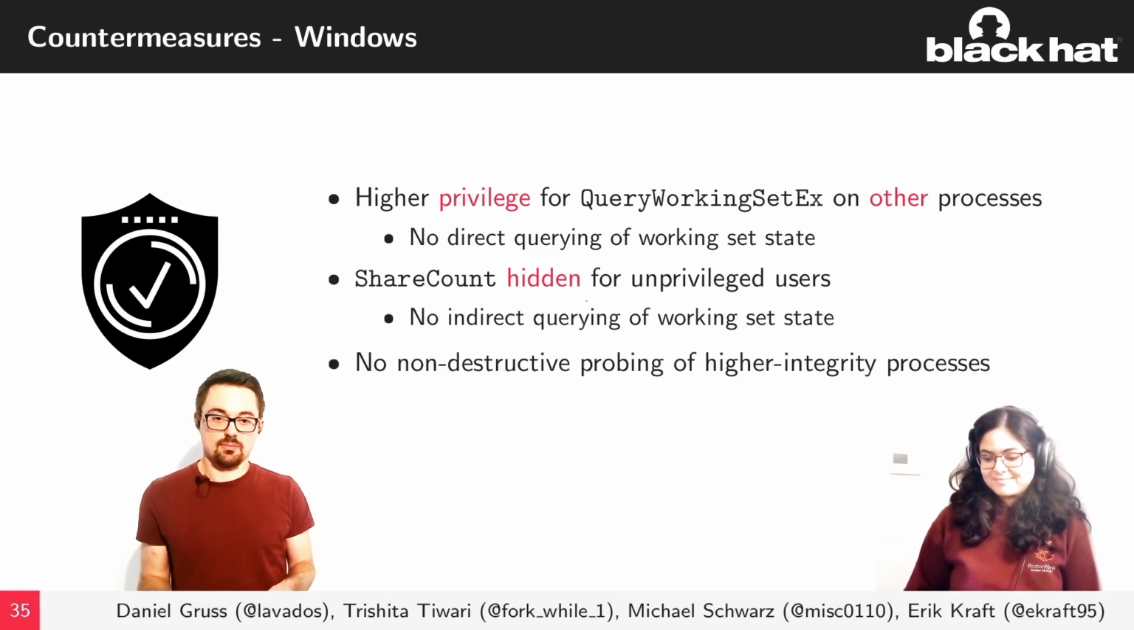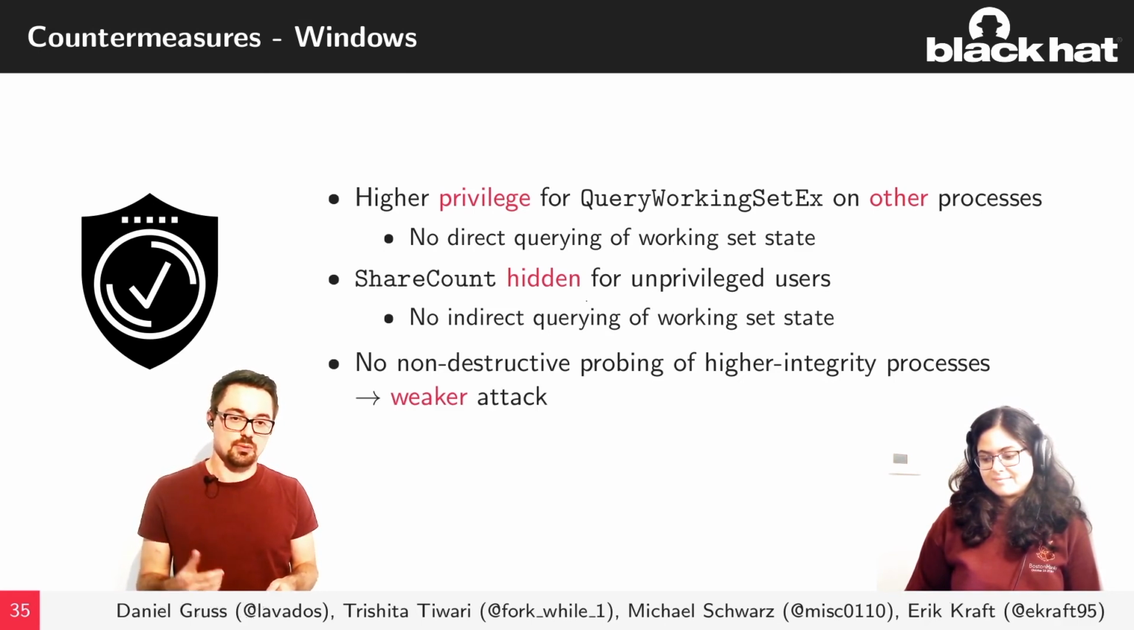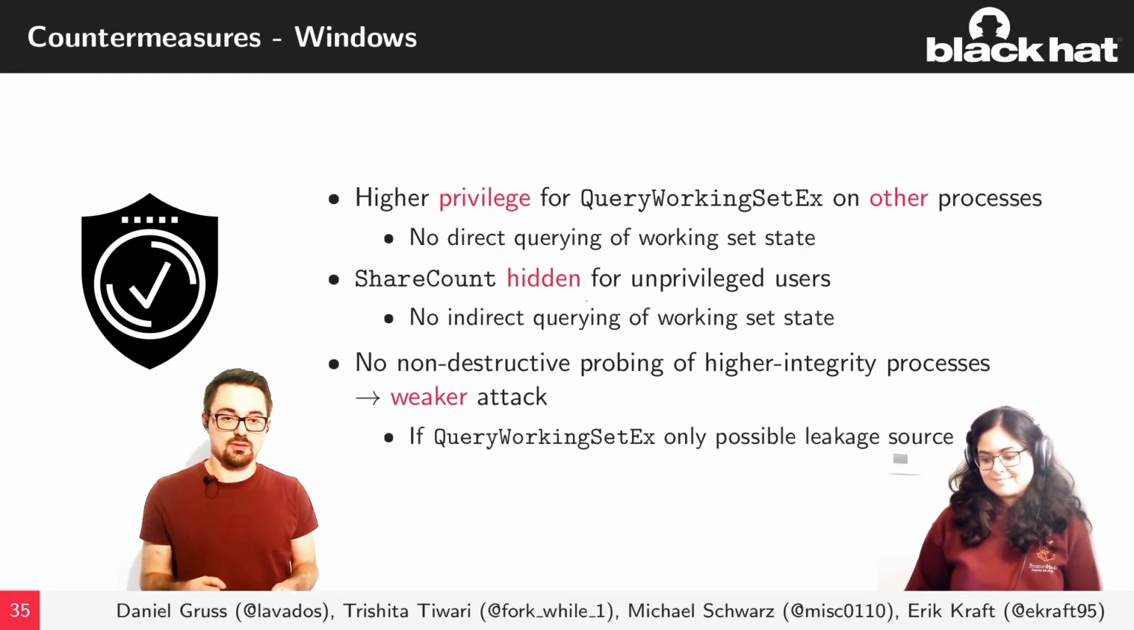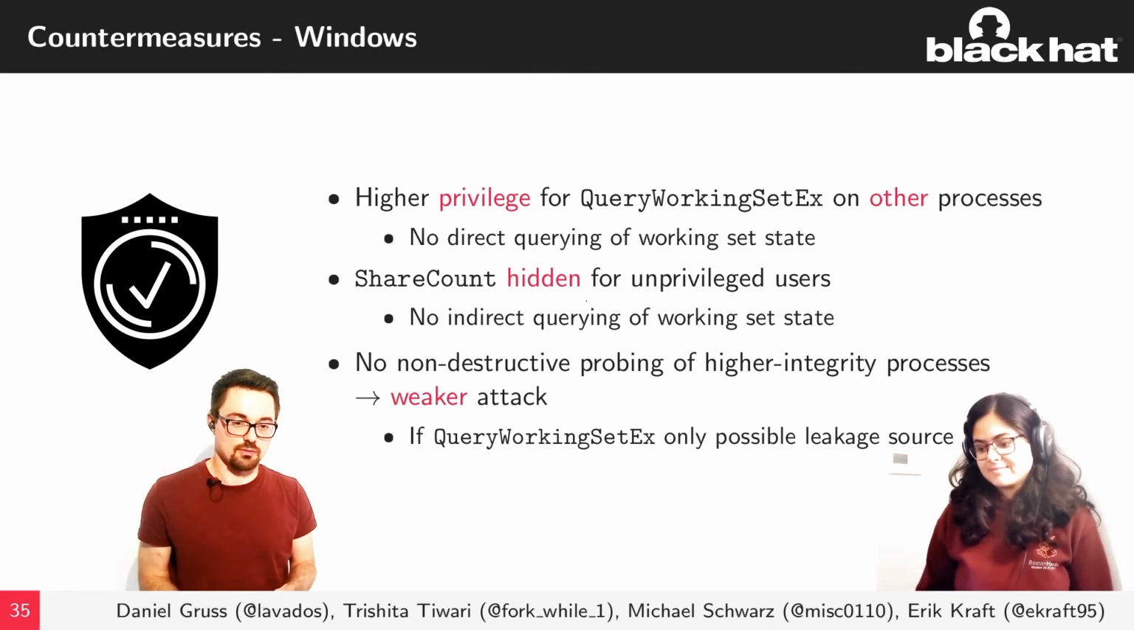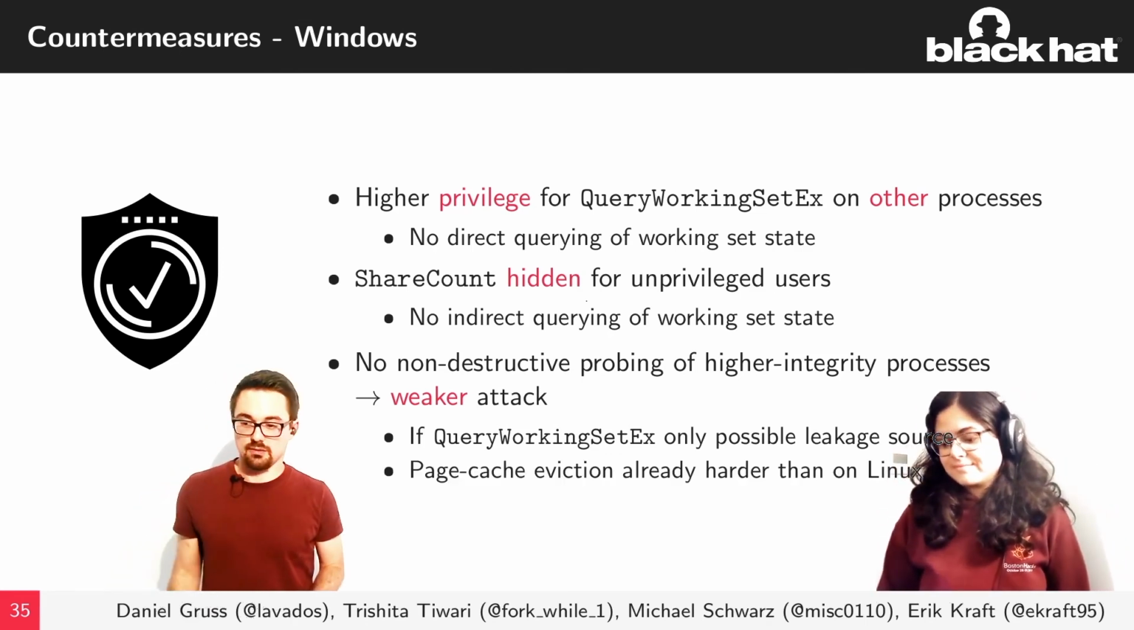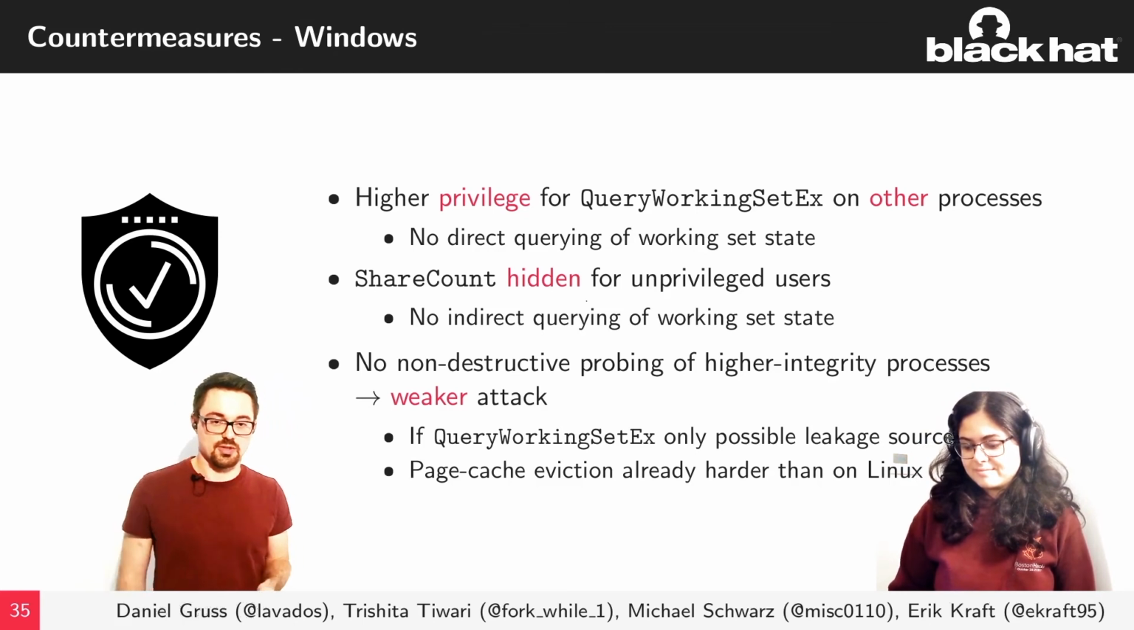And this basically makes the attack a lot weaker, because you can only attack processes within the same user, which is also interesting, but it's much worse if you attack higher integrity processes like the administrator's process or something like that. And that only holds true if query working set AX is the only possible leakage source, which doesn't have to be the case, as we see on the next slide for Linux. And the eviction in itself is already a lot harder on Windows because of the working set approach they have. Then let's move on with the Linux countermeasures.